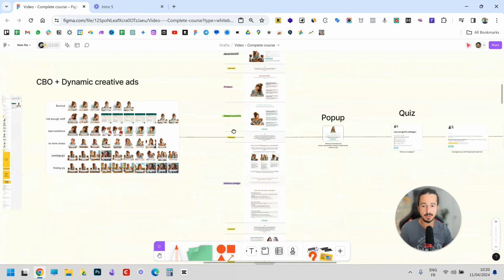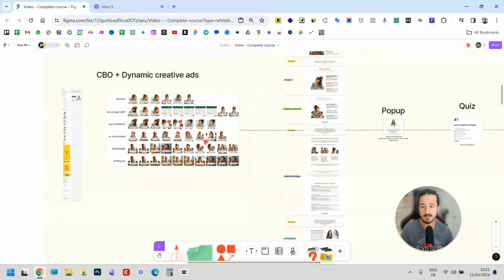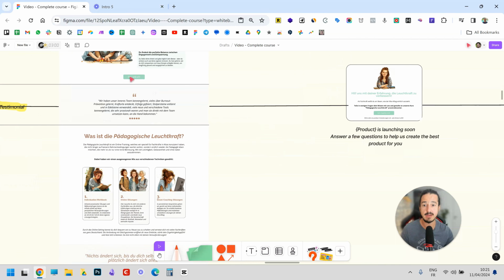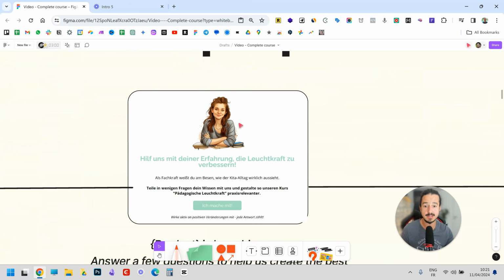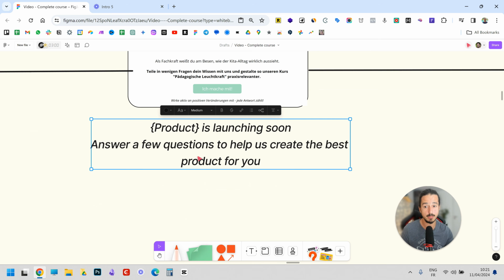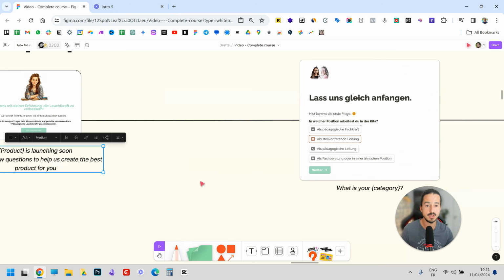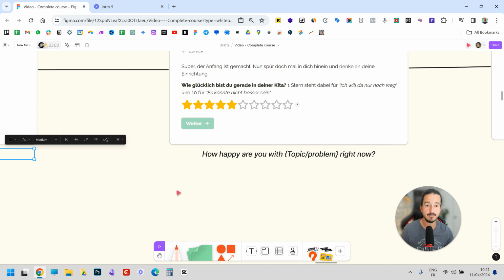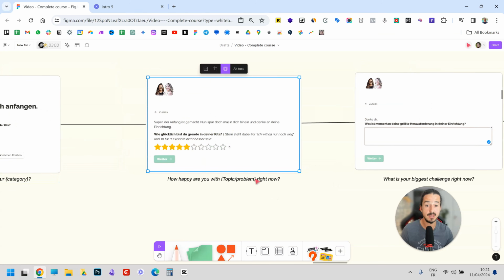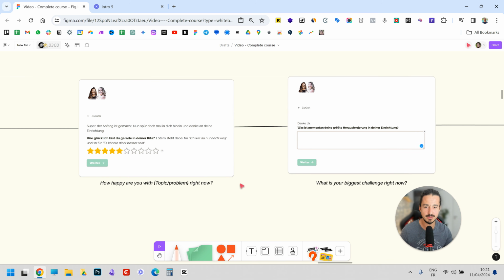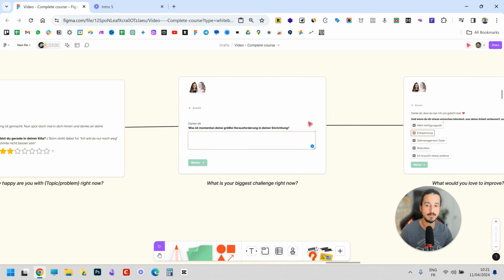So what happened next? Let's have a look at the real example. So we went from the ads, we had the landing page. Every call to action here leads to a pop-up, which tells them, our product is launching soon, answer a few questions. Then we have the quiz. What's your category? How happy are you with this problem? I'm going to show why that is extremely important and makes so much sense to ask this kind of question.